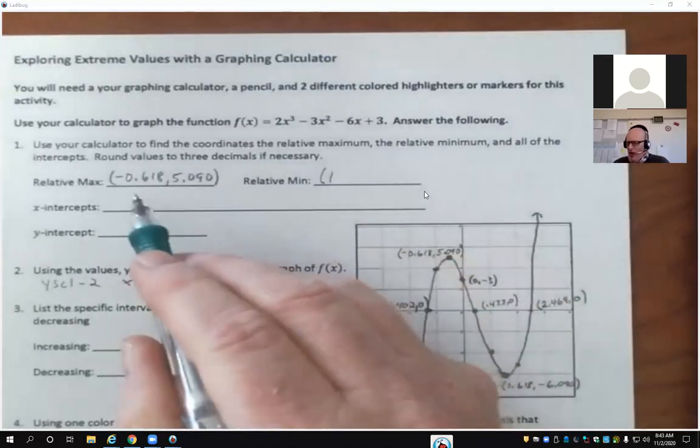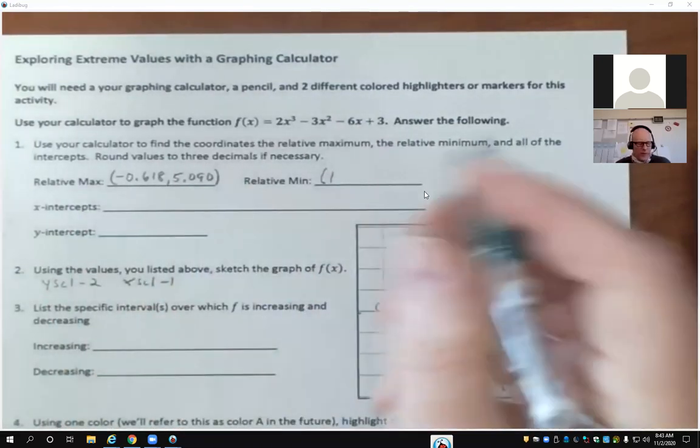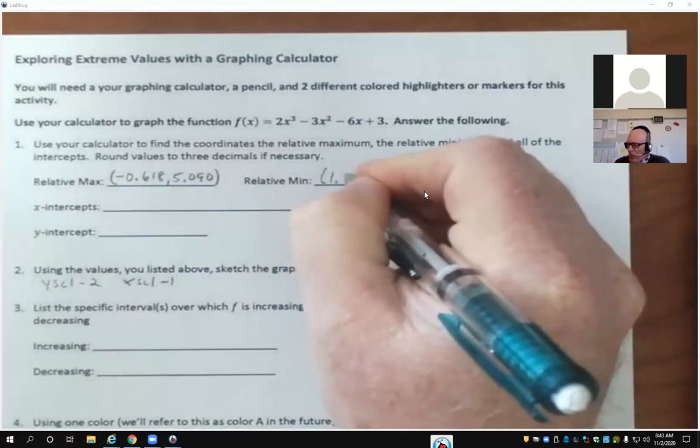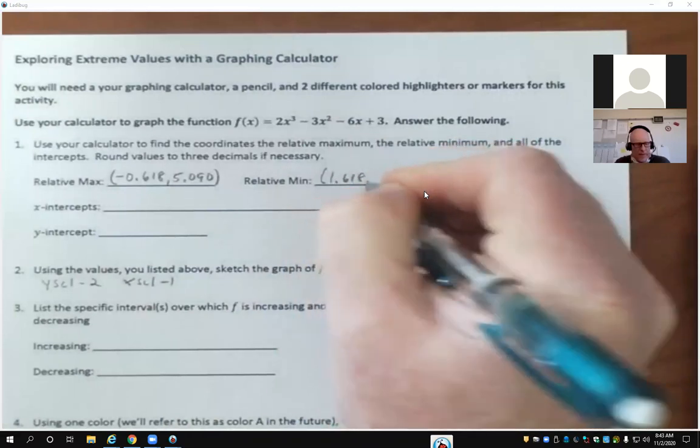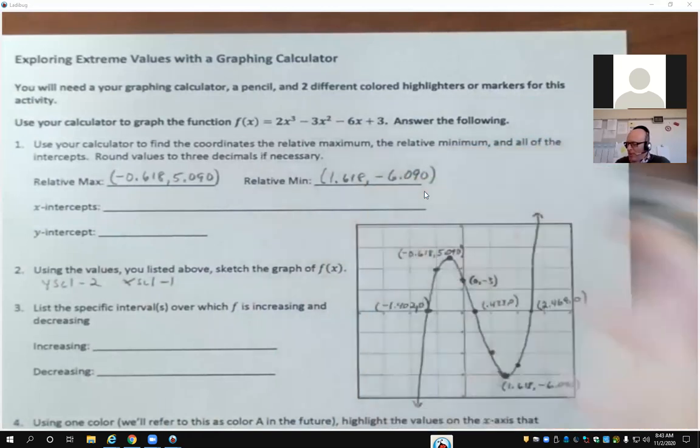All right, so we graph this function, we're finding our relative max so far, now our relative min. It is at 1.618 and at negative 6.090.